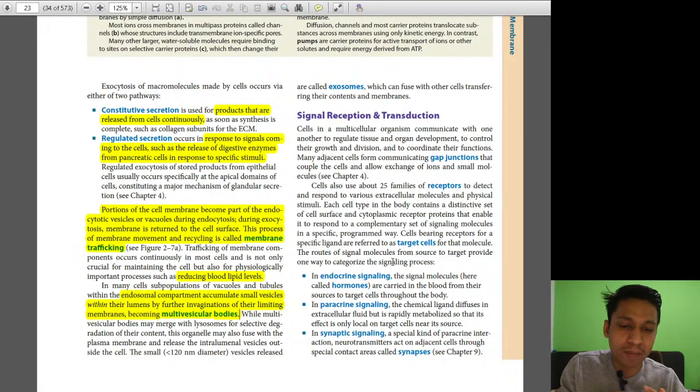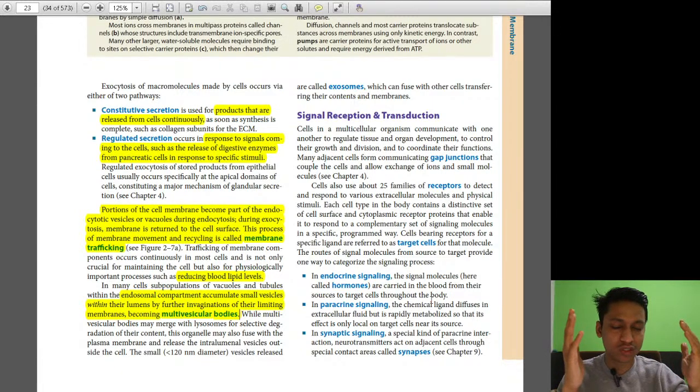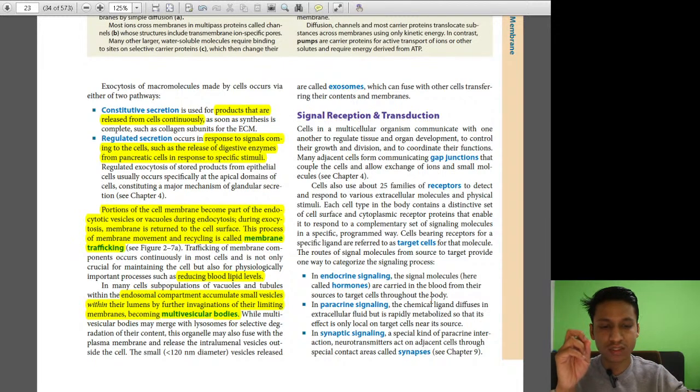Let's see about how the signaling process works. In endocrine signaling, the signal molecule here called hormones, because endocrine, so we will talk about hormones here, are carried in the blood from their source to target cells throughout the body. We know how hormones travel within the blood. So in endocrine signaling, the signal molecules are called hormones, carried in the blood from their sources to target cells throughout the body.